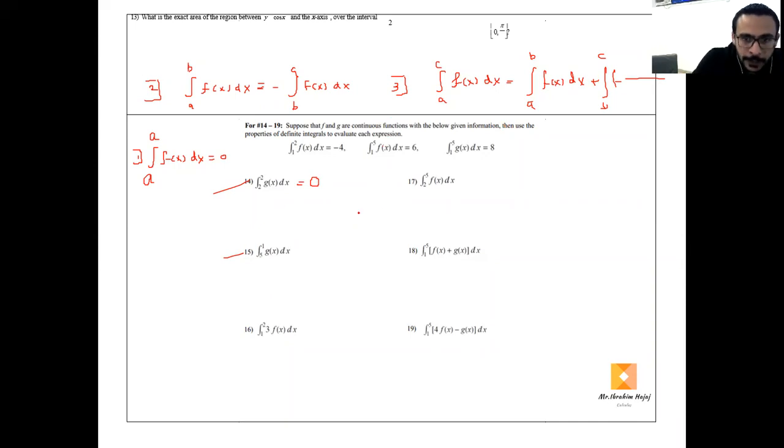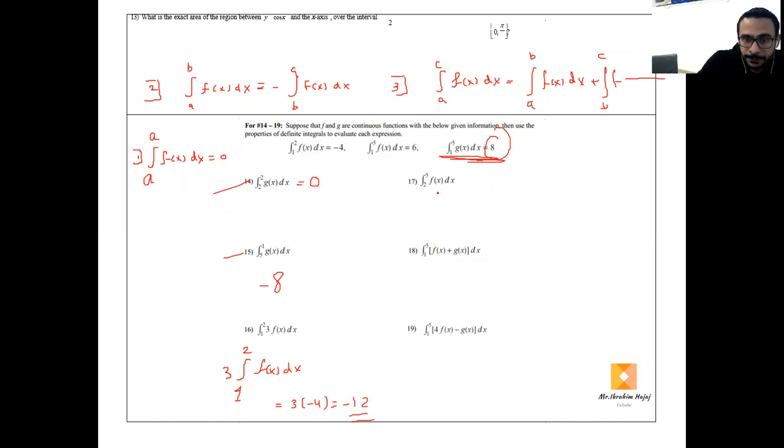Okay, here question number 15. From 5 to 1 of g of x. I have g of x from 1 to 5, but it gives me from 5 to 1, so we have to negate the given value: negative 8. Number 16, from 1 to 2 of 3 f of x. You just write it as 3 times the integral from negative 1 to 2 of f of x dx, and multiply 3 by negative 4, which is negative 12.